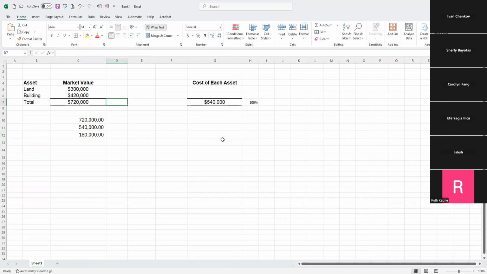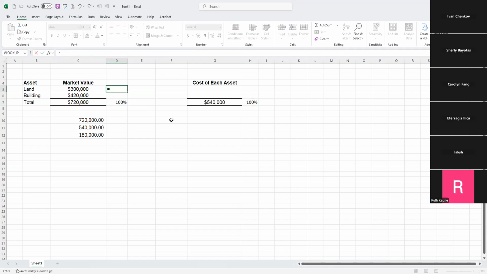So what I'm going to do, I'm going to use the proportional method. What is the proportional method? I already know that $540,000 represents 100%. Same thing with the total market value. Also represents 100%. I know those values because I did the research. I know those values are true. So what do I have to do? I have to find the percentage of the land out of the total and the percentage of the building out of the total.